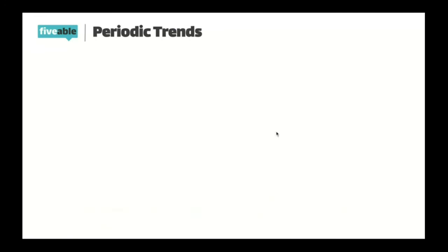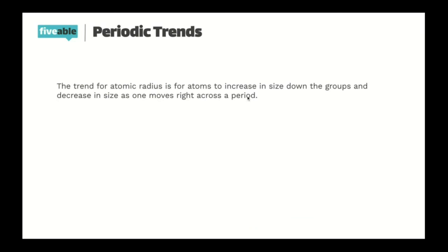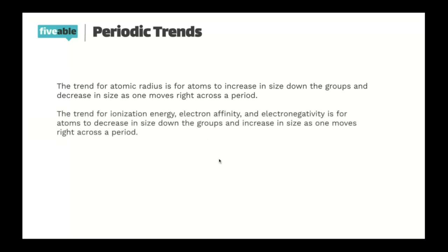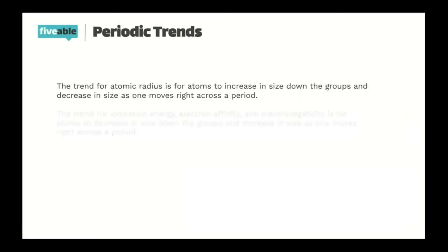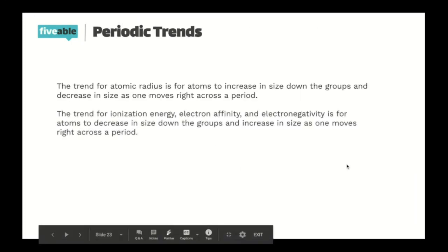As far as the atomic radius goes, the trend is that it increases to the left and down. So the biggest element on the periodic table, our current periodic table, would be francium, and the smallest element in terms of radius is helium. As far as the other trends, ionization energy, electron affinity, and electronegativity go, they increase up and to the right. Sorry about that. They increase up and to the right.